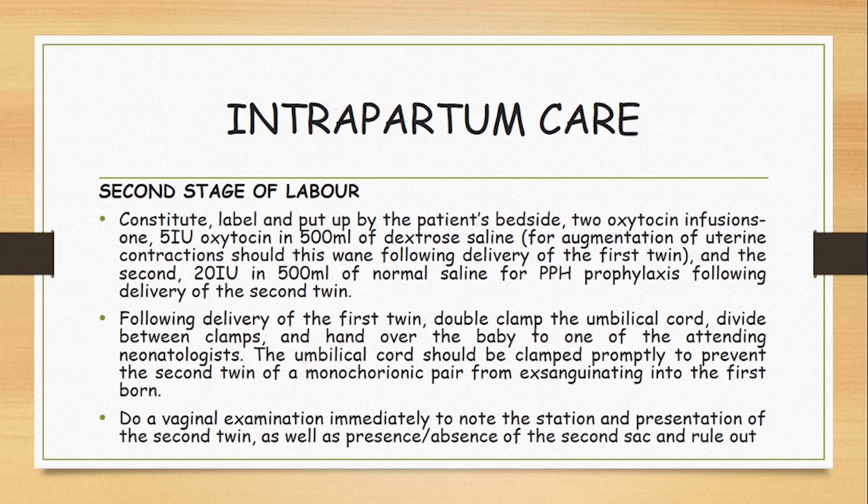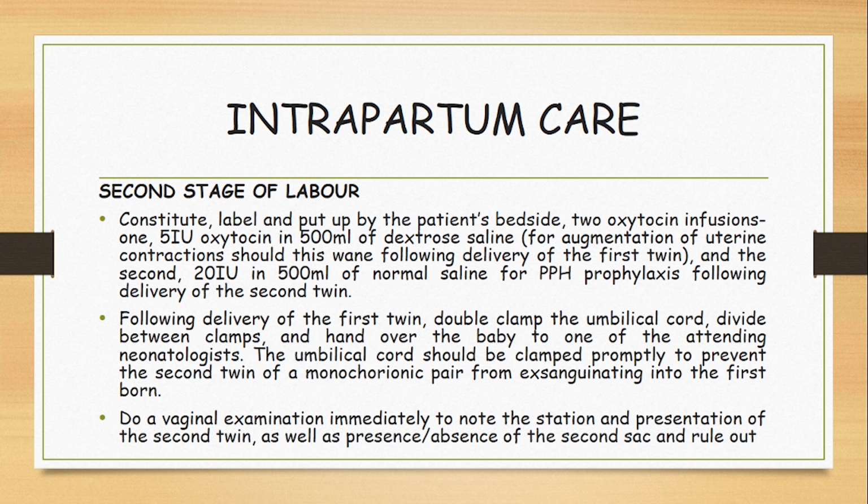There will be 2 lines, one with 5 international units of oxytocin and the second with 20 international units of oxytocin in 500 ml of normal saline for PPH prophylaxis following delivery of the second twin. Following delivery of the first twin, double clamp quickly the umbilical cord, divide between clamps, and hand over the baby to one of the attending neonatologists. The umbilical cord should be clamped promptly to prevent the second twin of a monochorionic pair from exsanguination.